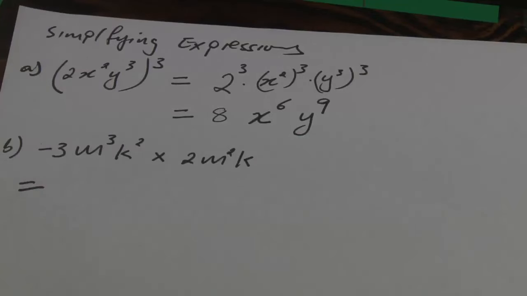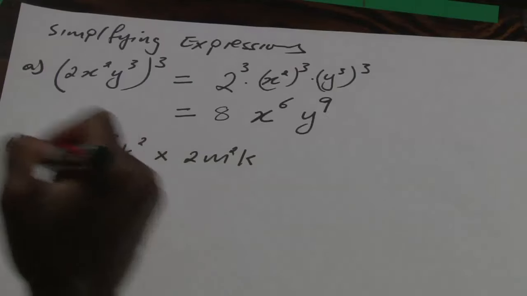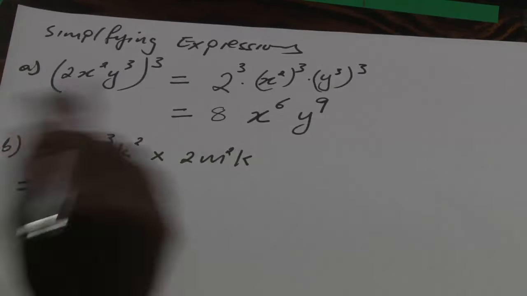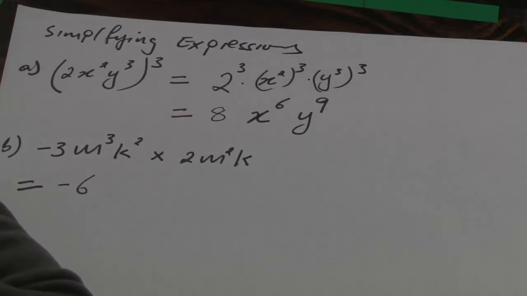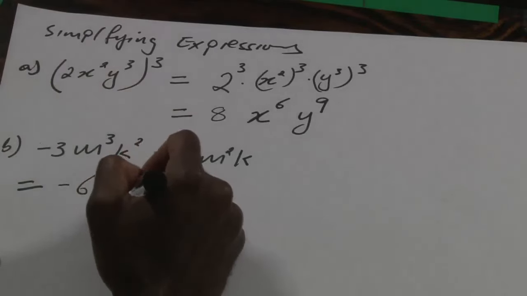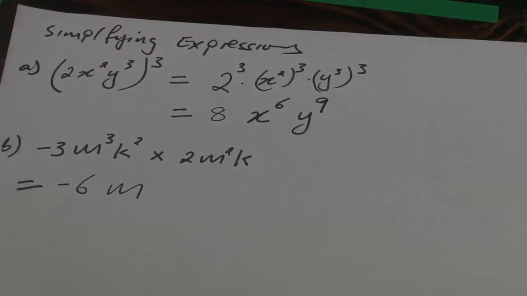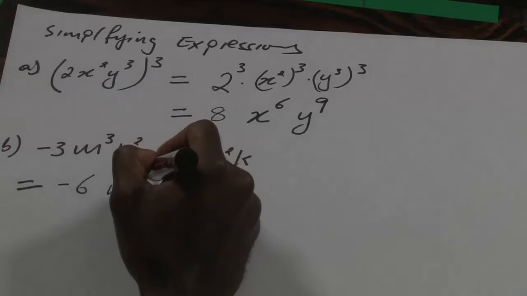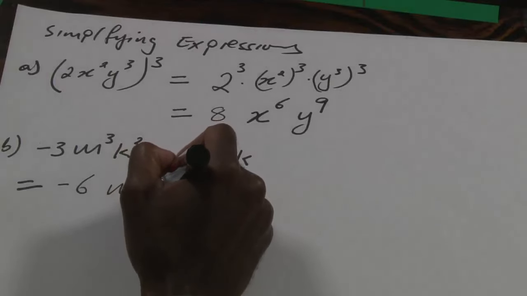The first thing that we need to do is sort the coefficients, the constants, -3 and 2. We have -3 multiplied by 2, that gives us -6. And then the next thing that we do is we sort out the m. So this is m cubed multiplied by m squared. We have the same base, which is m, and therefore we just need to add the powers. So we have m to the power of 3 plus 2.